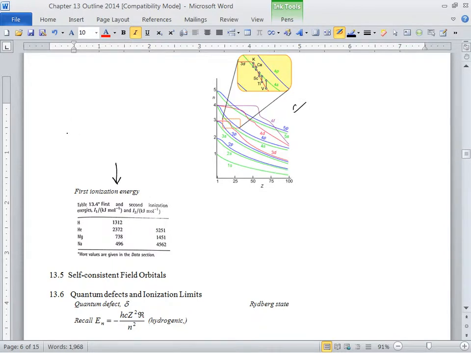Or in English, you'd say hc over lambda equals, well, let me put it in English. hc over lambda, that's the energy of the what? Of the photon. That has to equal the kinetic energy of the electron that's ejected, plus the ionization energy, the energy to get kicked out in the first place. All right. And then there are the equations for all that stuff.